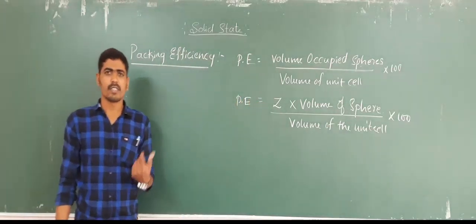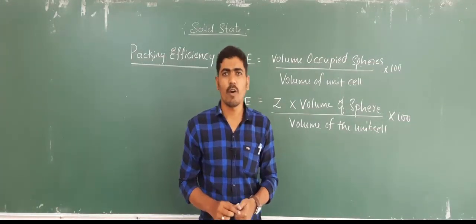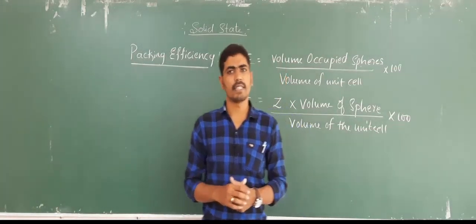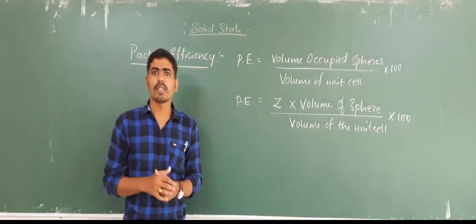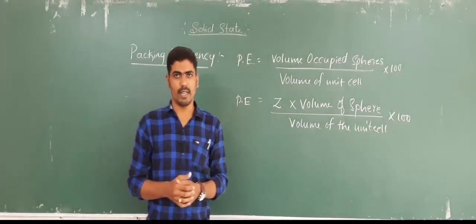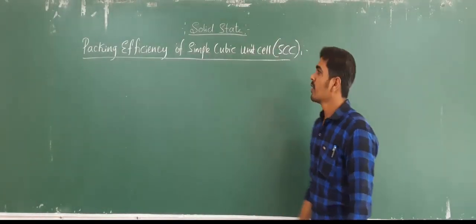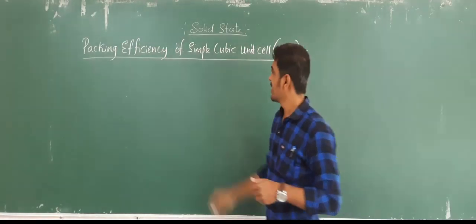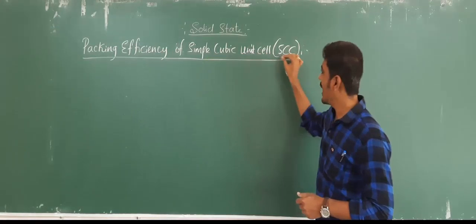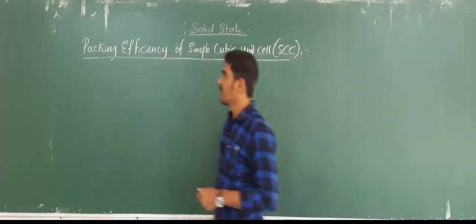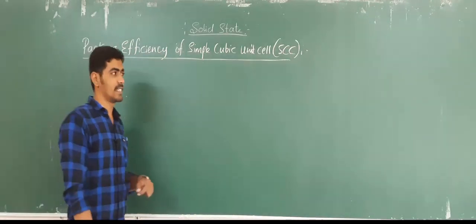So we will study one by one the packing efficiency of simple cubic unit cell, face centered cubic unit cell, and body centered cubic unit cell. So let us study the first, simple unit cell, that is simple cubic unit cell, which is also known as SCC. How do we calculate the packing efficiency of this SCC?